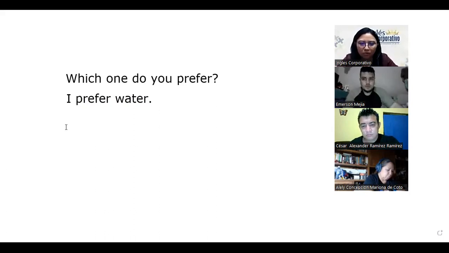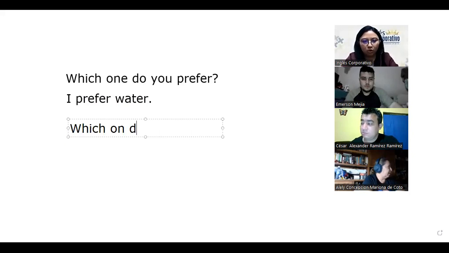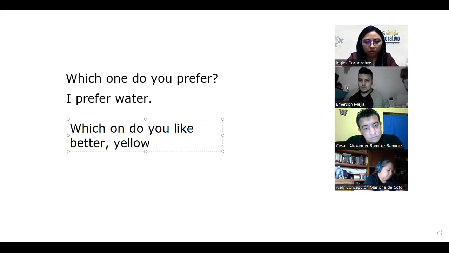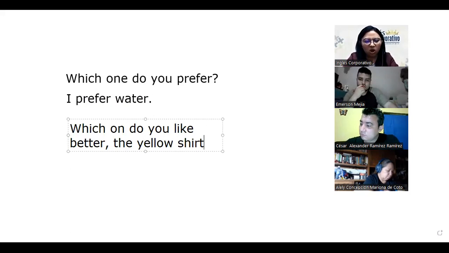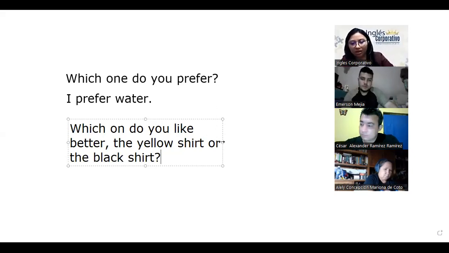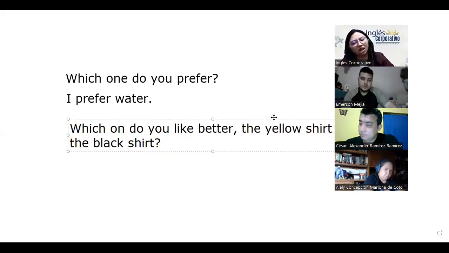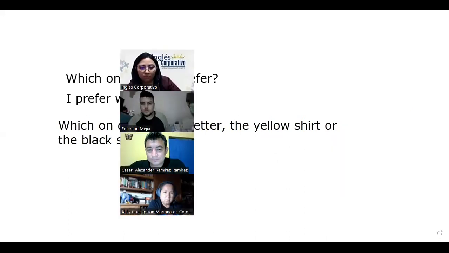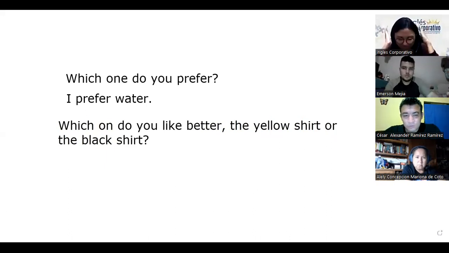Pero si yo les pregunto which one do you like better? The yellow shirt or the black shirt? Hasta se me hace más larga mi pregunta. Which one do you like better? The yellow shirt or the black shirt? Which one apuesto la expresión? It's on in the lugar de one.